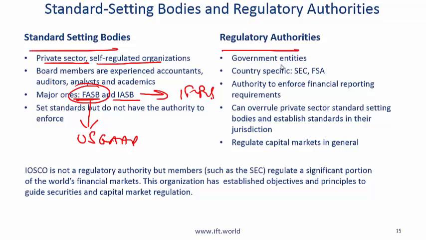Regulatory authorities are government entities. For example, you have SEC in the United States or FSA in the UK. They have the authority to enforce financial reporting requirements. They can overrule private sector standard setting bodies and establish standards in their jurisdiction. These are the entities that regulate capital markets in general.